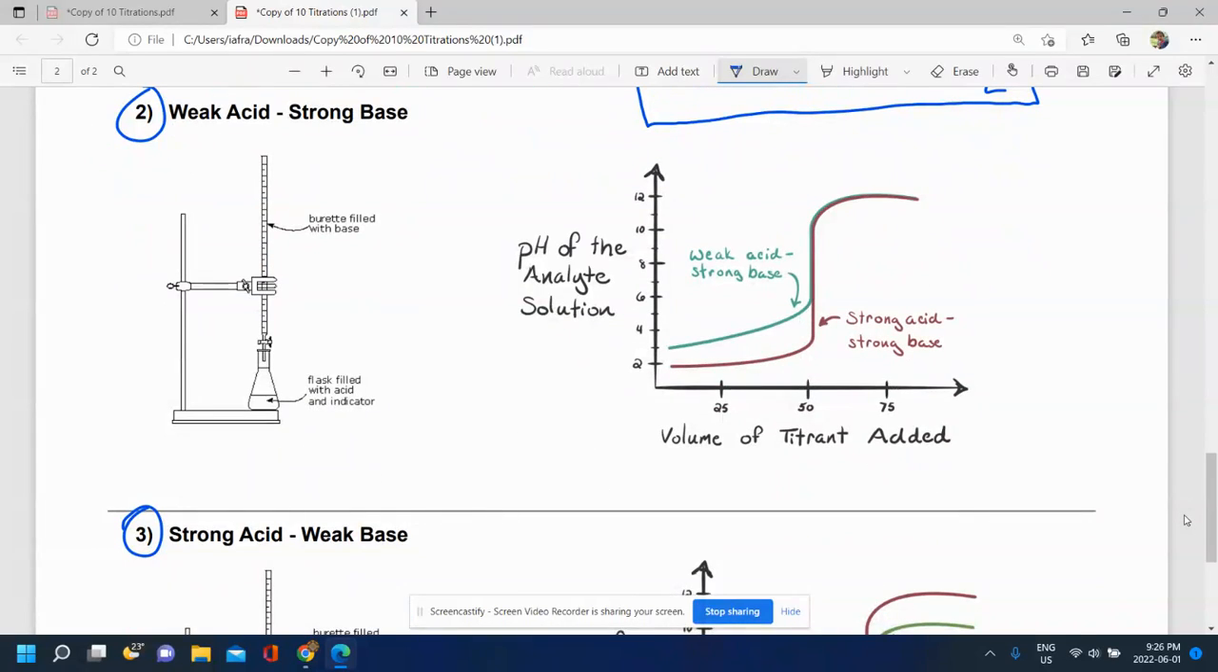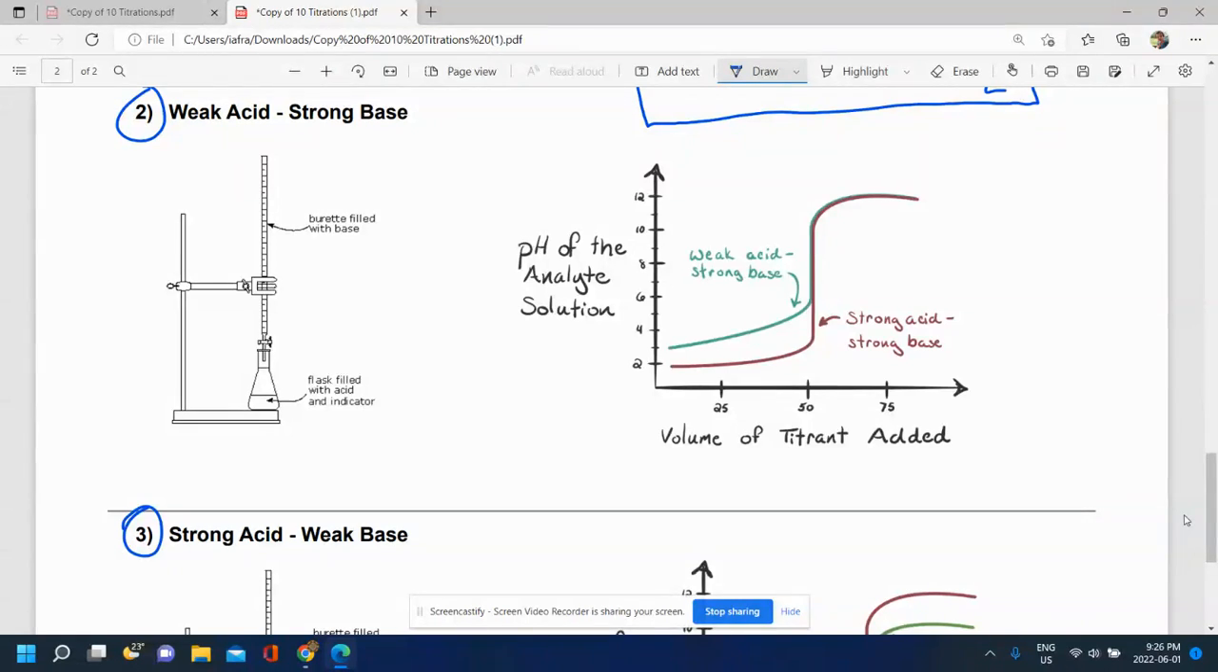In this video, we're going to do a brief overview of weak acid, strong base titrations and strong acid, weak base titrations. We're just going to take a look at the titration curve and briefly explain the logic behind it. And then in the following lesson, you're going to take a look at some calculations related to weak acid, strong base, and strong acid, weak base.